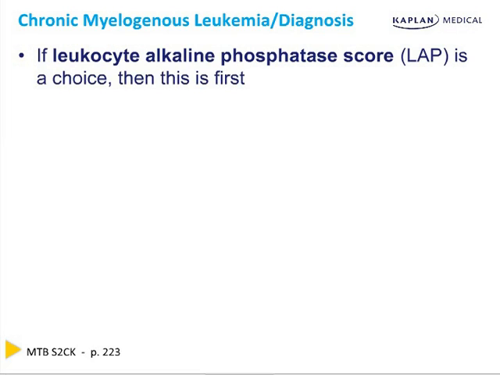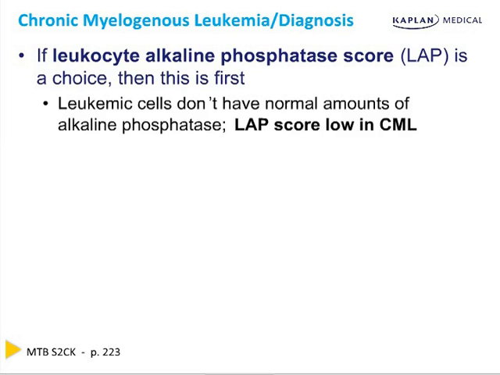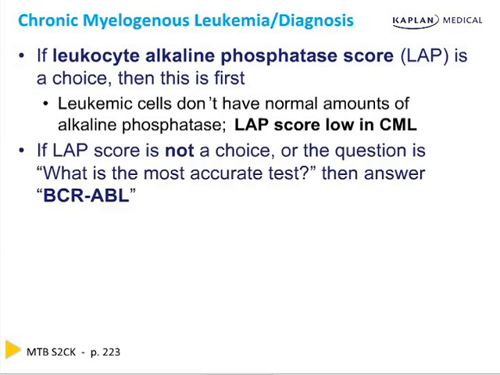If the leukocyte alkaline phosphatase score, the LAP score, is a choice, then this is first. Leukemic cells don't have normal amounts of alkaline phosphatase. Alkaline phosphatase is a characteristic of normal cells. Normal cells have alkaline phosphatase, and therefore, if your white count is up as a reaction to another infection, you'll have a high alkaline phosphatase score. Leukemic cells don't have a normal amount of alkaline phosphatase, and the LAP score is low in CML.